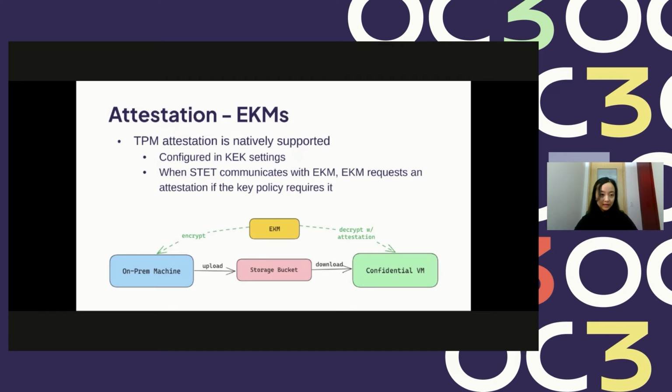So when STET communicates with your EKM, the EKM will request an attestation if it sees that the key policy requires it. So if you look at this very simple diagram, it has the same parties as the previous one I was presenting, but the decrypt exchange between the EKM and the CVM includes an attestation. This is not limited to decryption. You can require an attestation for encryption. You can require it for both encryption and decryption if you wanted to, but this is what we consider to be the most common use case.